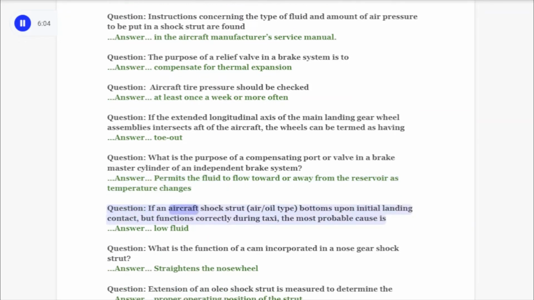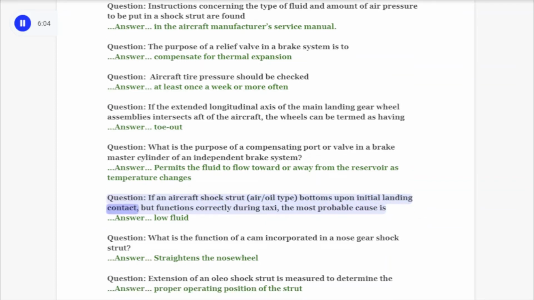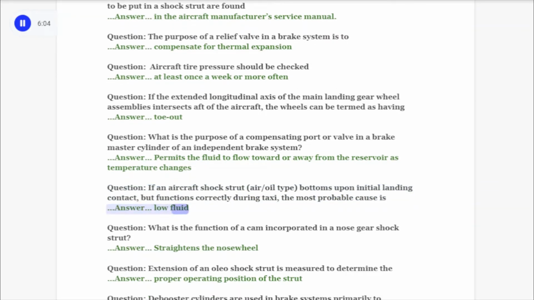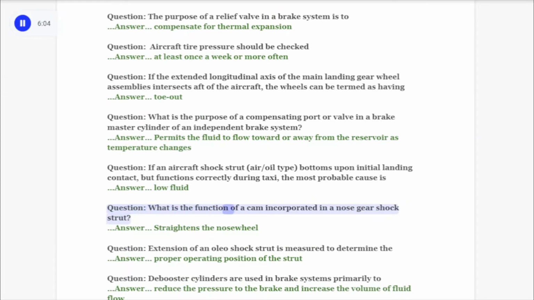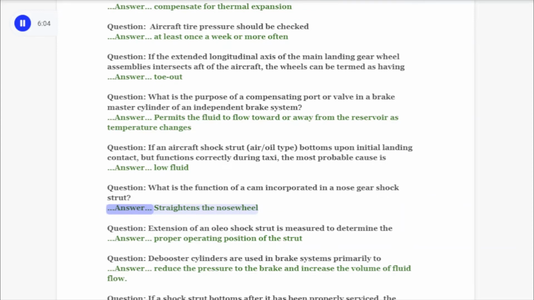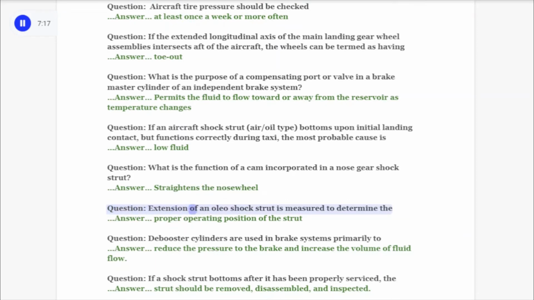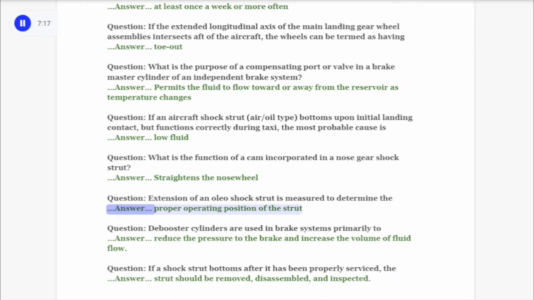Question: if an aircraft shock strut, air/oil type, bottoms upon initial landing contact, but functions correctly during taxi, the most probable cause is. Answer: low fluid. Question: what is the function of a cam incorporated in a nose gear shock strut? Answer: straightens the nose wheel. Question: extension of an oleo shock strut is measured to determine the. Answer: proper operating position of the strut.